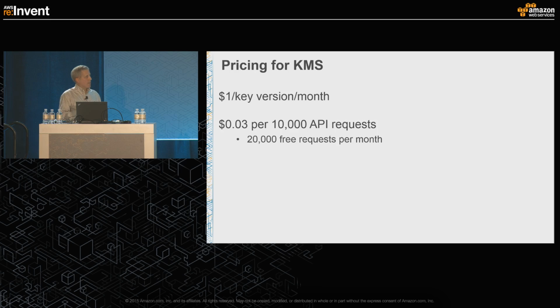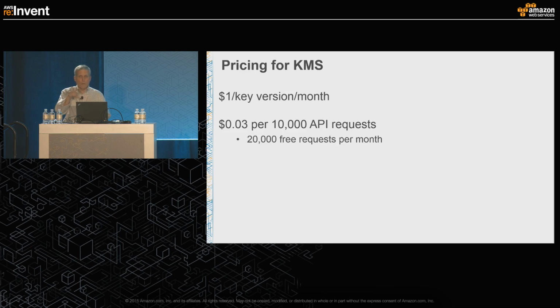The other way that we charge for KMS is request volume. Every time you make a request to KMS, whether it's via another AWS service or from your own application, there is a fee of 3 cents per 10,000 requests, but we give you the first 20,000 per month for free. So you might say, well, what does that mean if I create 500 instances with encrypted volumes?